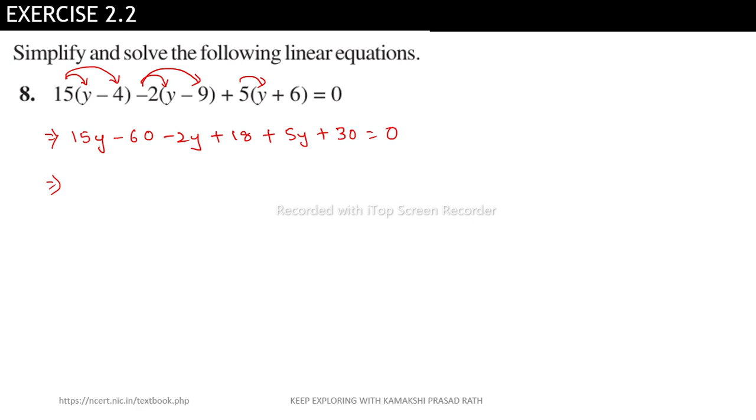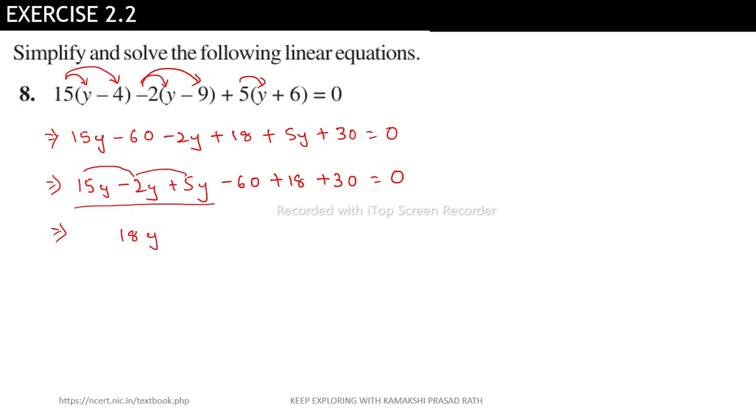Here we see all the variables and the numbers are on the left hand side. First let us simplify them. Let us group the variables: 15y minus 2y plus 5y, all the variables on one side. Next, minus 60 plus 18 plus 30 is equal to 0. Till now we have not shifted their places, so the signs will not change. Let's first solve the variable part. 15 minus 2, we have 13. 13 plus 5, we get 18y.